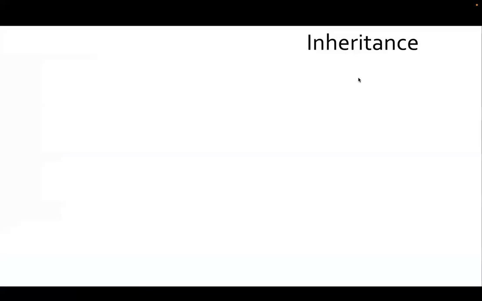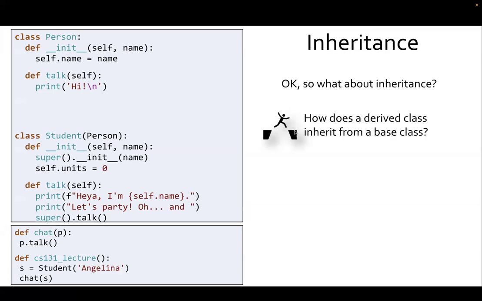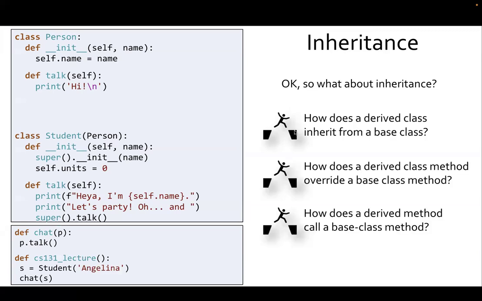So there is another fancy slide about inheritance. Here are some questions based on what I talked about earlier. Can you guys answer that? I'll give you some time to either unmute or type in the chat. First one, how does a derived class inherit from the base class? And how does a derived class method override a base class method? And the third one, how does a derived method call a base class method?